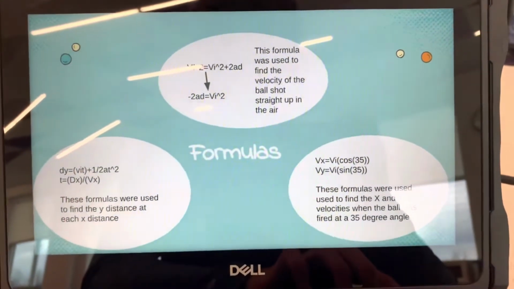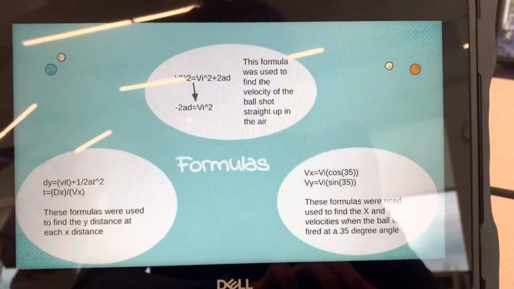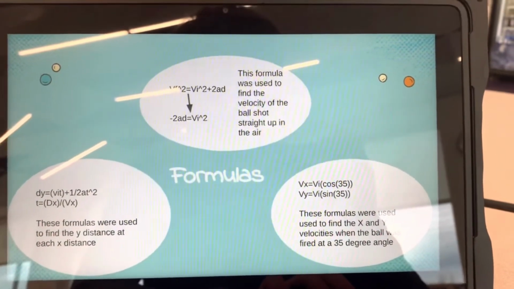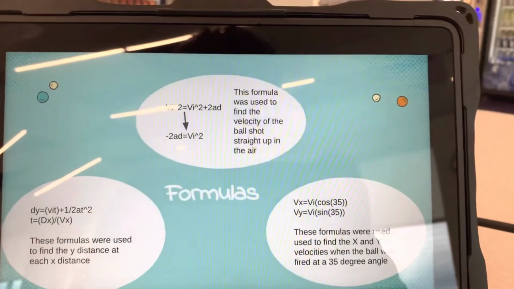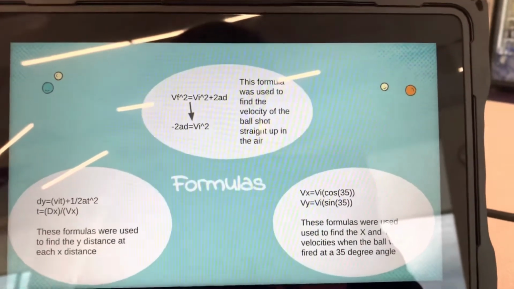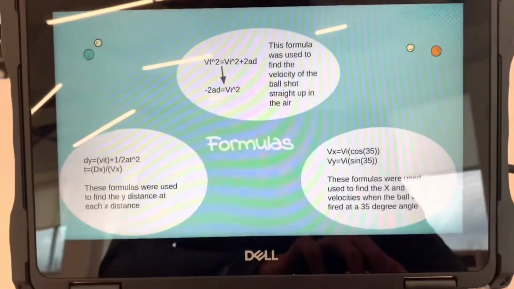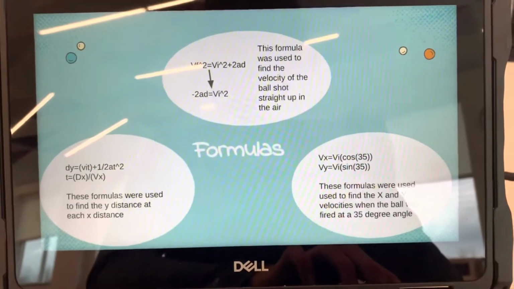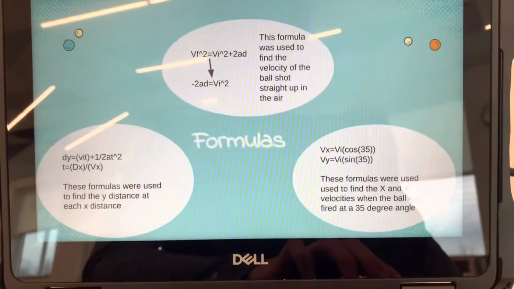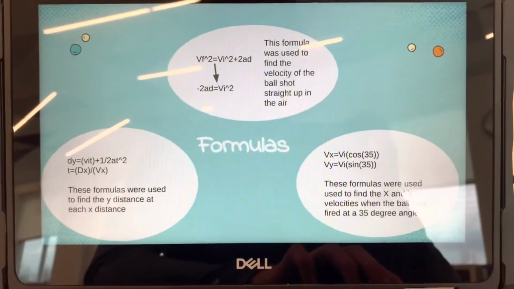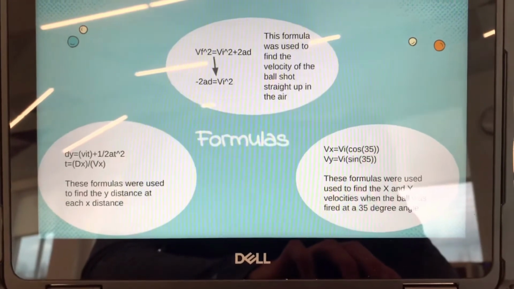We used a bunch of different formulas. We used distance equals initial velocity times time plus 1/2 acceleration times time squared. We also used time equals distance in the x divided by velocity in the x. These formulas were used to find the y distance at each x distance during certain points in the ball's flight. We also used vf squared equals vi squared plus 2ad, then we used negative 2ad equals vi squared.